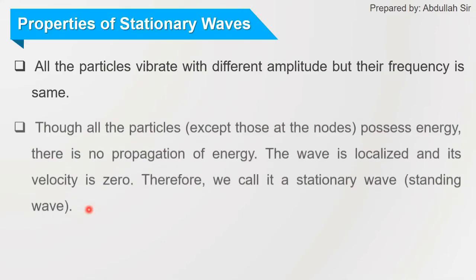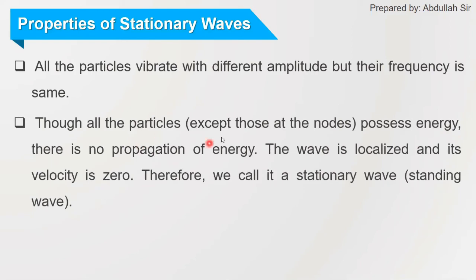So the next property is, though all the particles except those at the nodes possess energy, there is no propagation of energy. The wave is localized and its velocity is zero. Therefore, we call it a stationary wave or standing wave. All particles possess some energy, except those which are at nodes. And the wave is localized at a particular place.